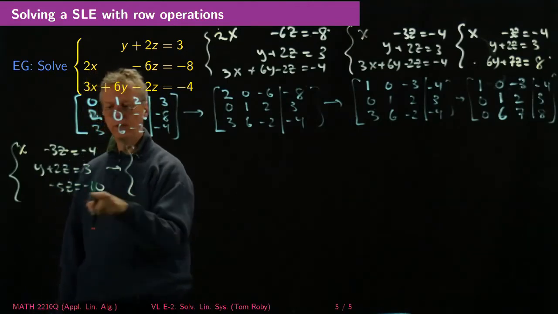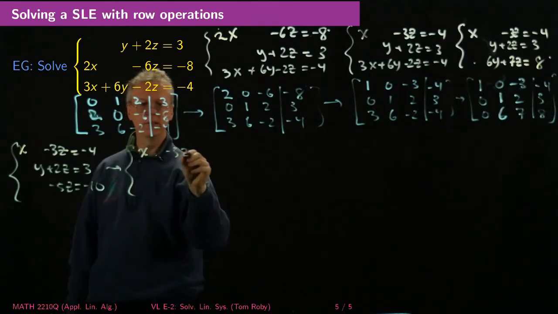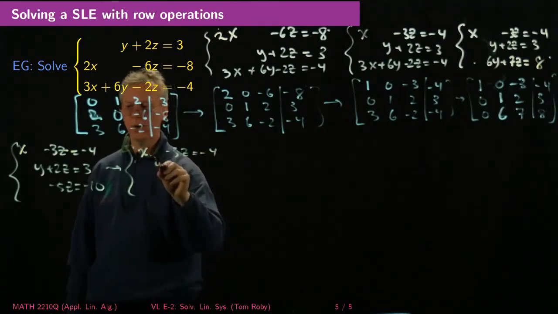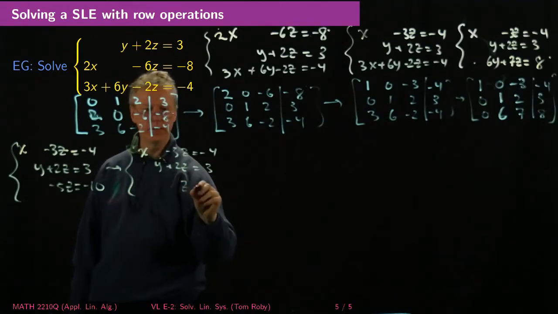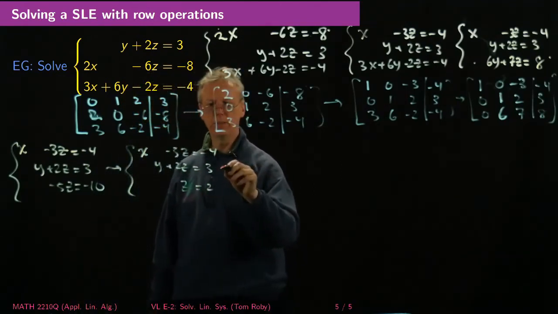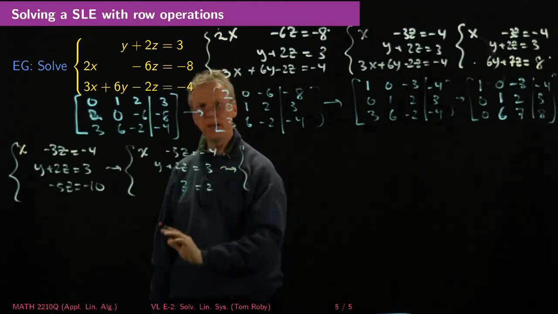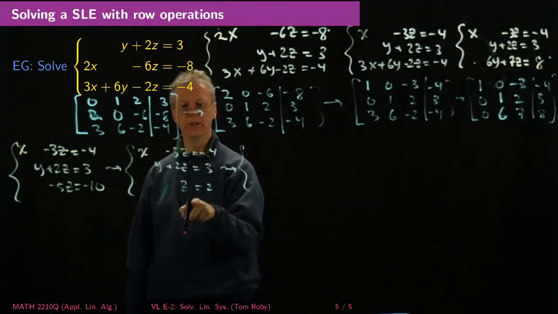Well, I can divide through by negative 5 to make this one easier to understand. So it's x minus 3z equals negative 4, y plus 2z equals 3, and now this just becomes z equals 2, and we've already found one of the variables. Now you might think at this point you want to do substitution, but it's actually better to just finish it off by using these elimination of variables.